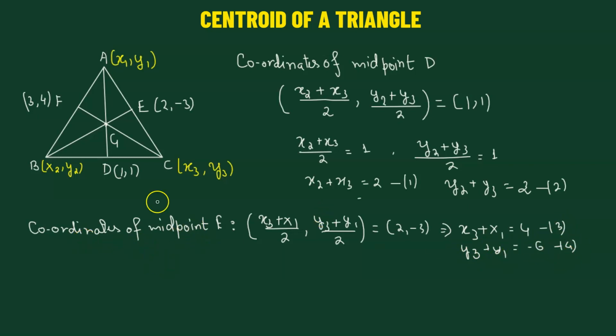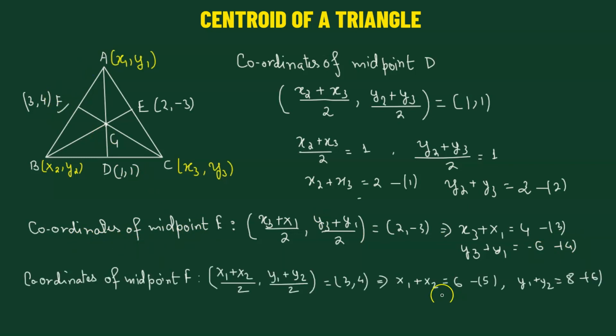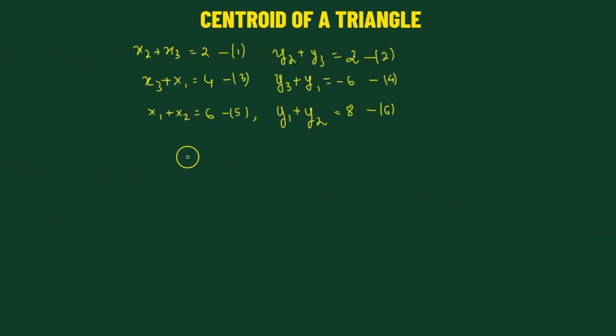Similarly, we can define the coordinates of midpoint F. Now we have the coordinates of midpoint F, and that gives us the equation x1 plus x2 equals 6 and y1 plus y2 equals 8. So these are equations 5 and 6. So we have these 6 equations.